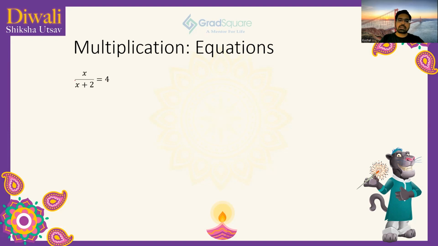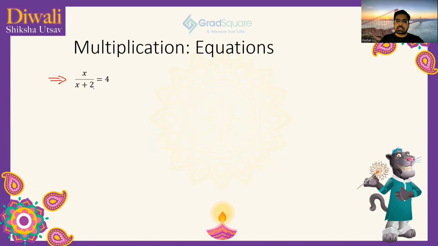let's take an equation x divided by x plus 2 equals 4. Now, typically, we have been taught that we can cross multiply x plus 2 with a 4. Now, there is nothing called cross multiplication that exists in mathematics. What exists is that you multiply the entire equation by a particular number. Let's see what that means.